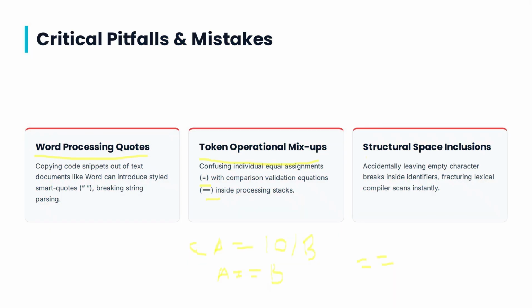Structural space inclusion: accidentally leaving an empty character space inside identifiers breaks the structure, and the compiler flags it instantly.